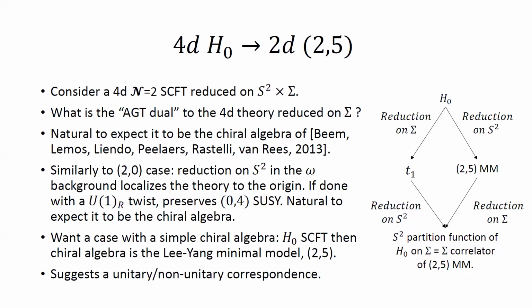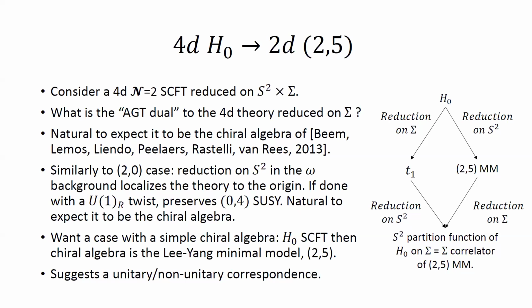The logic is somewhat similar to what I mentioned previously. You can think of doing this S2 partition function in the omega background, which will localize to the origin. So you localize your four-dimensional theory to some two-dimensional plane. In particular, if you also involve the U(1)_R symmetry, you can do it while preserving (0,4) supersymmetry, which is the supersymmetry preserved by the chiral algebra. So it seems natural to expect that something like this is going to work, and that, like the AGT dual, the dual for a four-dimensional quantity will be its chiral algebra.